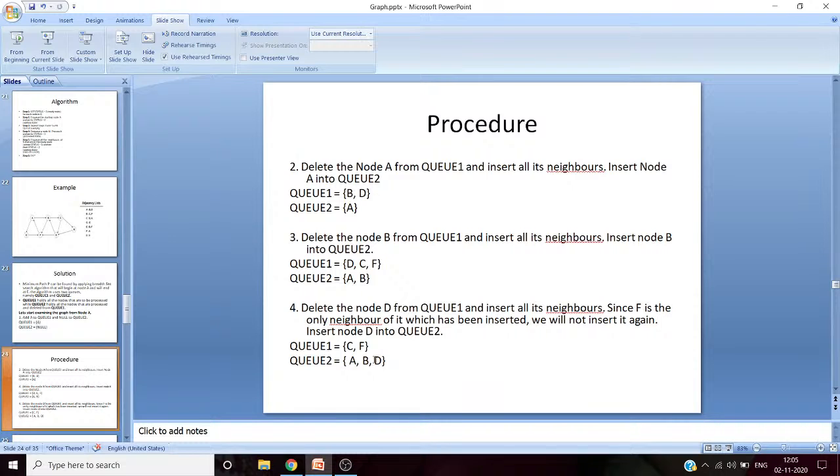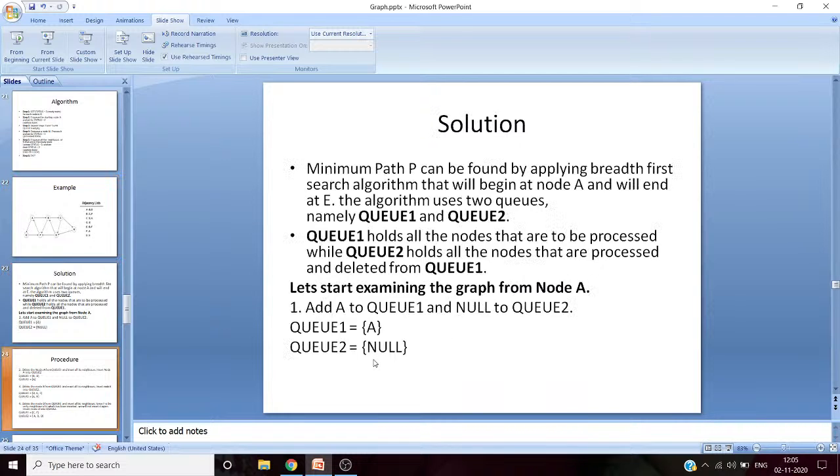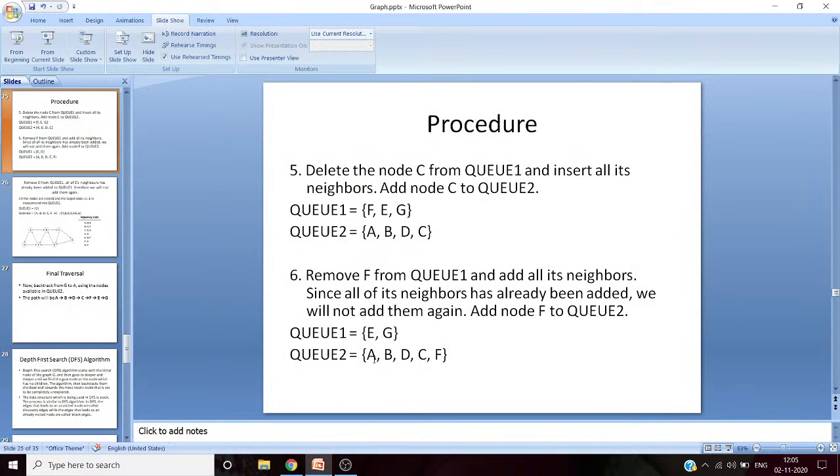Now after C and F, next in the row is C. We have to process C. C has two neighbors, E and G. So E and G will be added to Q1. See, step number 5, we have added E and G in Q1 and C is added to Q2. C is already processed.